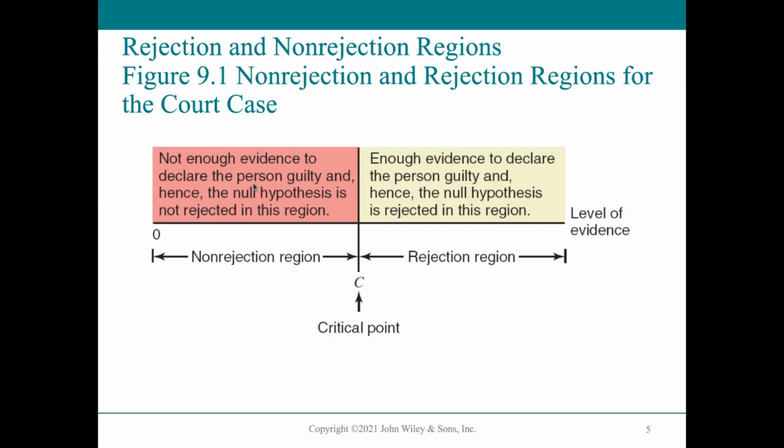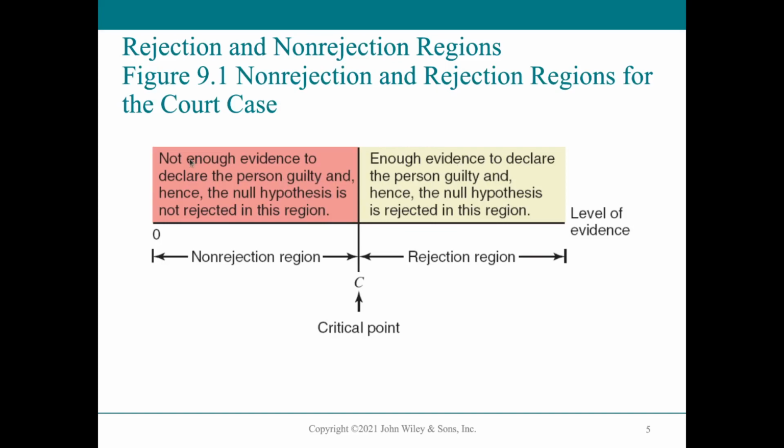You are working on finding enough evidence to declare the person guilty. The de facto, or automatic, working hypothesis that we have is that it's not guilty. So this is the non-rejection region. Statistically, we need to find enough evidence to declare a person guilty in order to go from the non-rejection region to the rejection region.